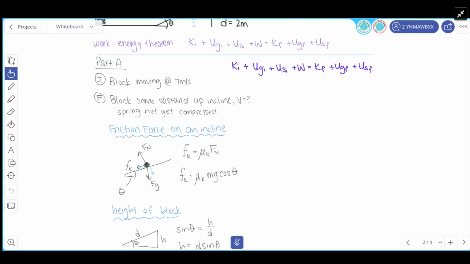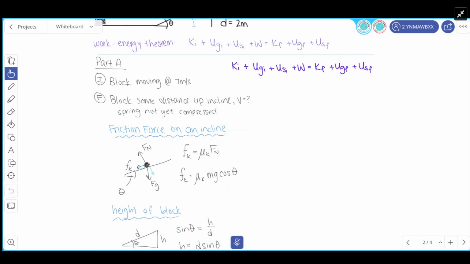So we're imagining the initial state as the block moving at 7 meters per second across the level surface, no friction force there. But then in the final state, the block has moved some distance up the incline, but the spring is not yet compressed. We've had some friction force doing work on the block, and we're trying to find the speed. So if we go back to our equation here for the work energy theorem, we're pretty much just going to go through this and cross some things out that don't apply.